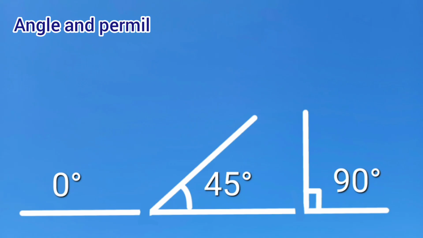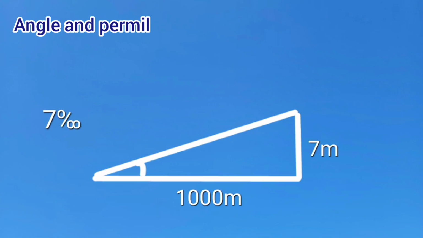Per mil is used in railways because it allows for more precise expression than angles. Per mil is expressed in meters per 1,000 meters. For example, 7 per mil represents the inclination of a 1,000 meter distance with a 7 meter elevation.